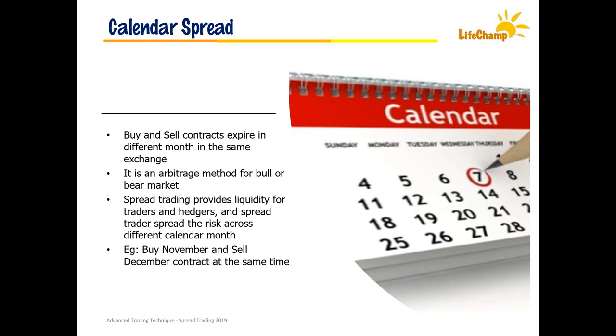And with that, we also go to one of the most important and interesting spreads, which we call the calendar spread. Now, a calendar spread is where you buy and sell contracts expiring in different months on the same exchange. As you know, options and futures all have expiration dates. The expiration date is usually a calendar month. So whenever one calendar month expires, it will be replaced by another. But usually these contracts or any instrument have many months of contracts available.